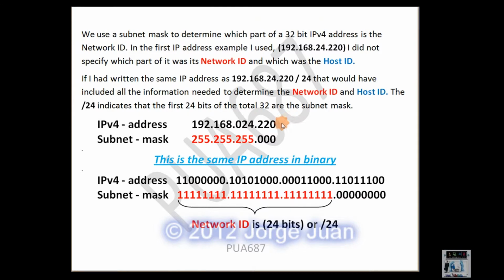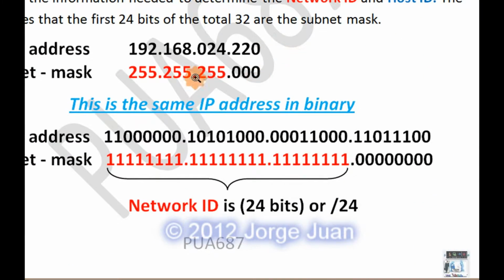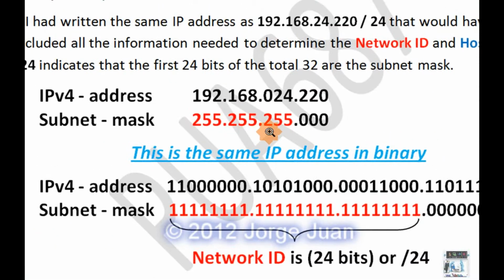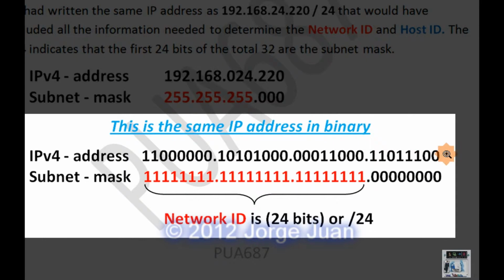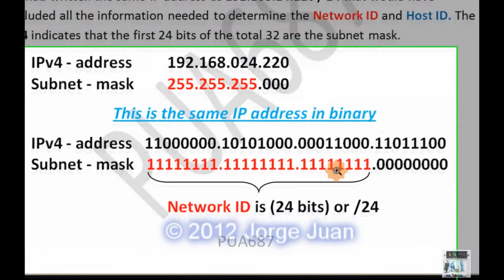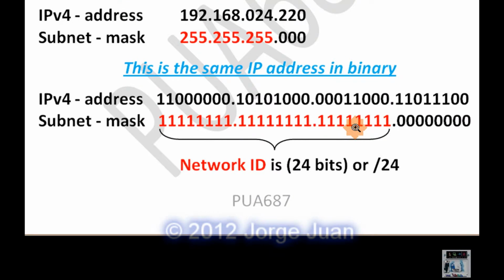Let's look at the IP address right here. This is the same IP address, and the subnet mask is 255.255.255.0. Now let's look at the same address right below it in binary format. The first part of it is the actual address, and the subnet mask is composed by the first 24 bits set to 1 to indicate that that is the network ID part, hence the /24.